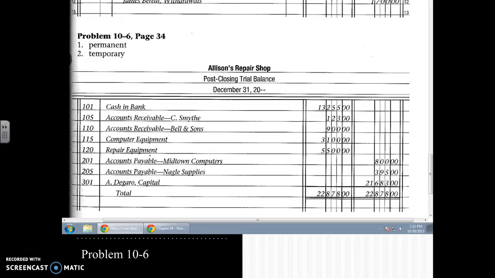Problem 10.6. Constructing the post-closing trial balance is just going back to our ledger, looking at the permanent accounts and what their balances are, and then list them and total it up to rule the post-closing trial balance to make sure that it equals. These are all problems that you'll get practice doing, and we'll be taking a look at these in your problem packets.